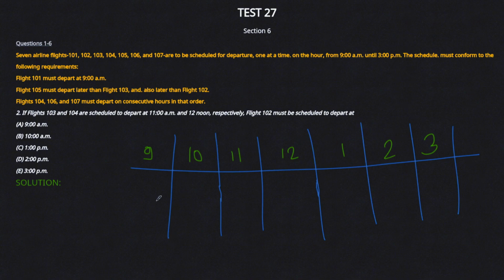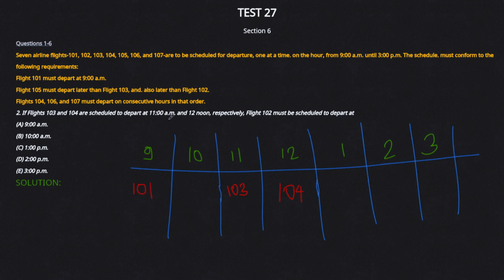On to question number 2. If flights 103 and 104 are scheduled to depart at 11 a.m. and 12 noon respectively, flight 102 must be scheduled to depart at... okay, so we're given that 103 will depart at 11 and 104 at 12, and we already know 101 must be at 9 a.m.